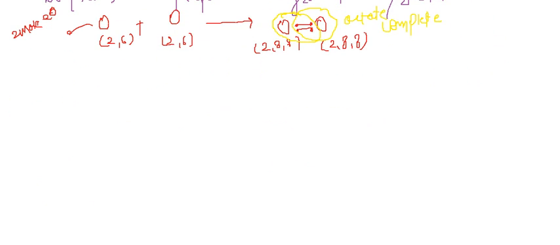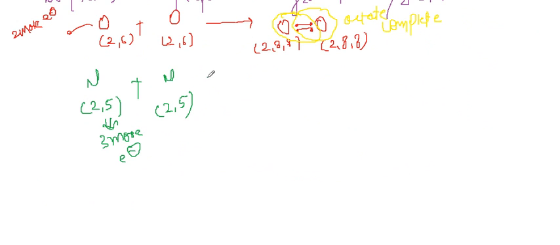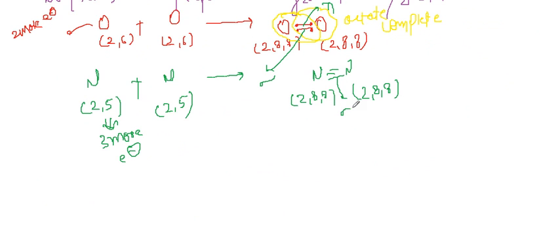If we talk about nitrogen, the electronic configuration is 2, 5. It needs 3 more electrons. So nitrogen and nitrogen, here also it has 2, 8, 8 configuration. Now we know that if multiple bonds are there, the first is a sigma bond and the rest are pi bonds. So here also one is a sigma bond and the remaining two are pi bonds.